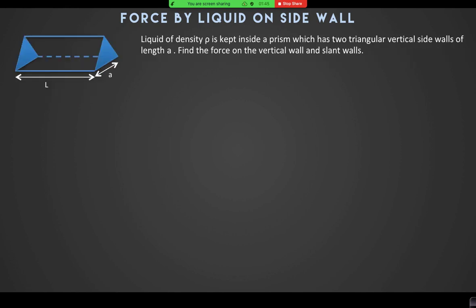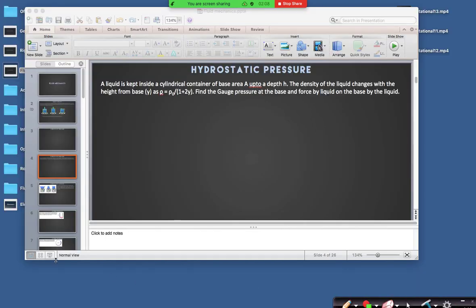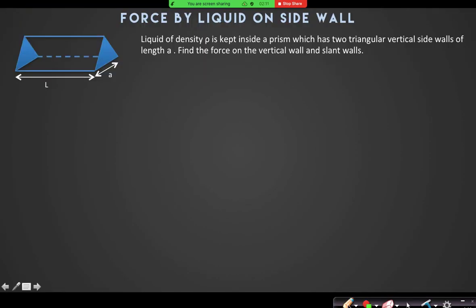In the next question, a liquid of density rho is kept inside a prism which has two triangular vertical side walls of length A. Find the force on the vertical wall and the slant walls. Have you tried this question? Yes, sir. So what's your answer on the first triangular face? What is the force by the liquid?